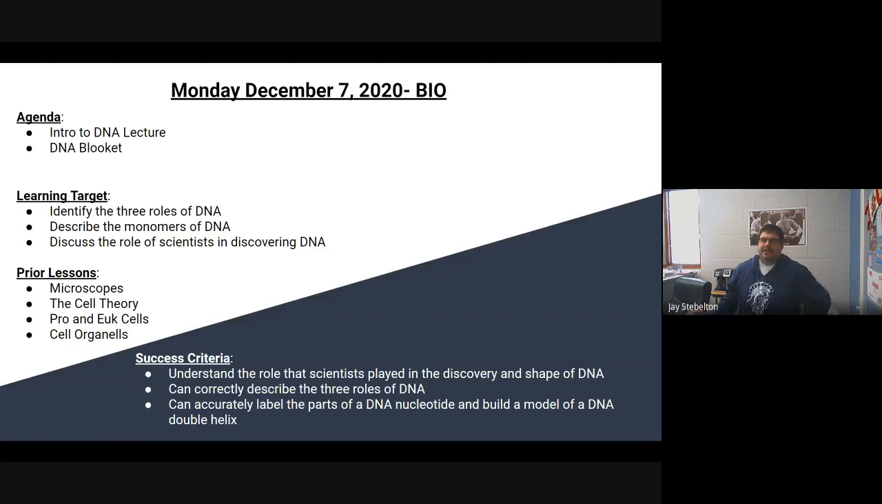By the time we're done today, you should be able to describe the 3 roles of DNA, describe the smaller parts that make up DNA, and then we'll also talk about several different scientists that played a role in discovering DNA. So remember the organelle section that we already covered, that DNA is located in the nucleus. We'll talk about how it duplicates itself or replicates itself, and also how it passes on that genetic information to other parts of the cell.